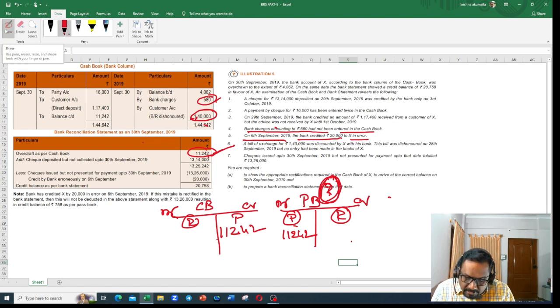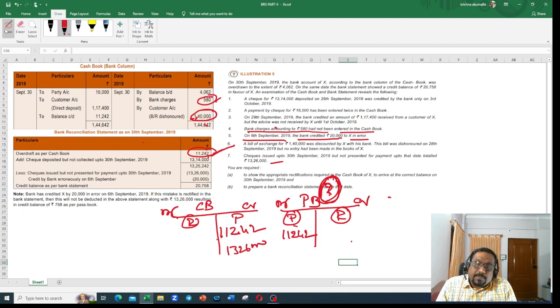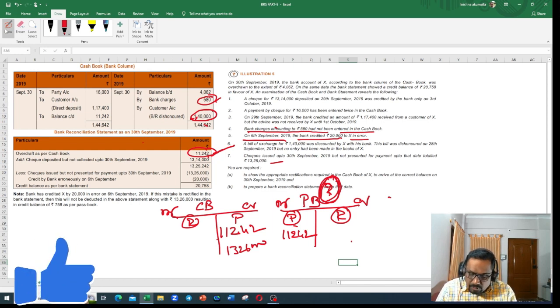Checks issued up to 30th September 2019 but not presented for payment up to the date, total 13,26,000. As soon as we issue the checks, we record them on the payment side, right? 13,26,000 we recorded on the payment side, but they have not been credited till 1st October. Checks issued up to 30th September but not presented for payment. The supplier has to go to the bank and present it, right? He did not present it. Since he did not present this, 13,26,000 wouldn't have been recorded in the passbook.